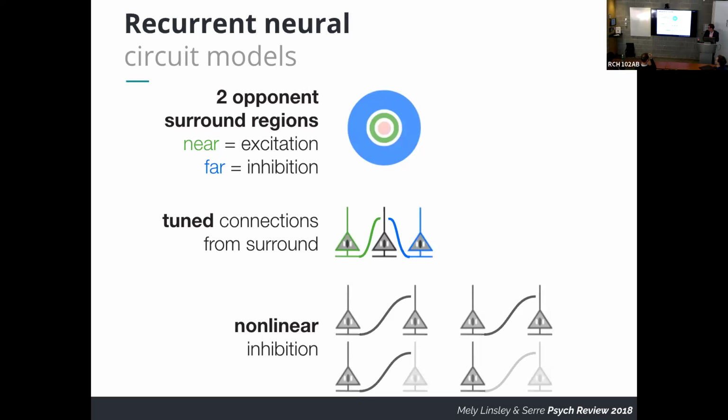Are those 2, just to make sure I'm understanding, are those 2 opponent surround regions both external to the classical receptive field? Right. So here in this case, the classical receptive field would be 1 center cortical column, and think of the surround as nearby other columns, and then so near and far.